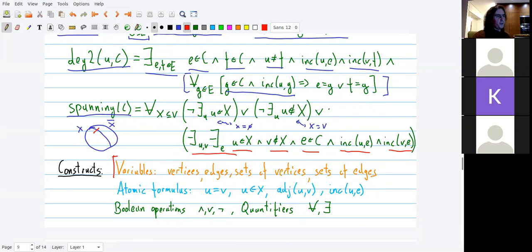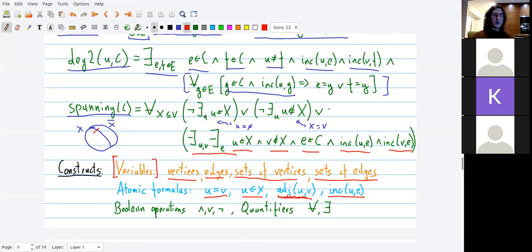First of all, the variables of MSO2: I have variables for both vertices and edges, and sets of vertices and sets of edges. In the base case, I can write things like U is equal to V. I can check membership. I can write that some vertex is incident to an edge, and I can write that two vertices are adjacent. Actually, I would not even need this one, because instead of saying that two vertices are adjacent, I could write that there is an edge that is incident to both of them.